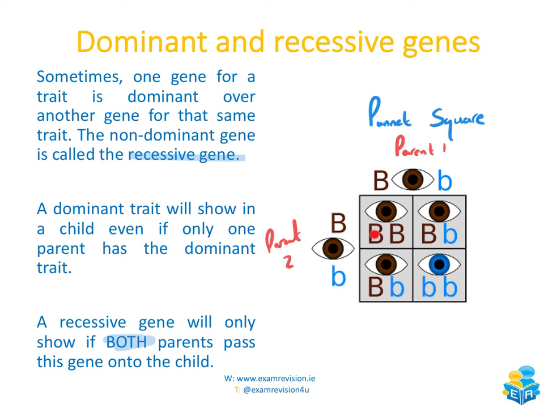Two capital B's, which means that child there would have brown eyes. Parent number one could pass off the brown allele. Parent number two could pass off the blue allele. The brown is going to win out, so that child has brown eyes.